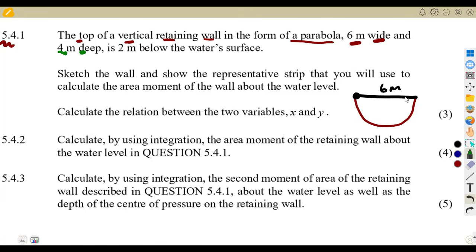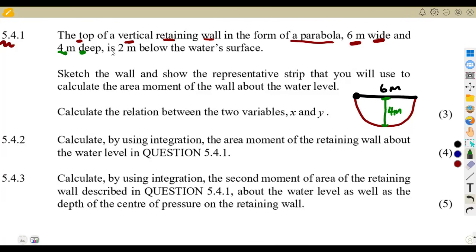So we are given 6 meters, but as it goes down, it is deep. The depth, you are going down, that's the height. So we're given the depth there. It is 4 meters deep.